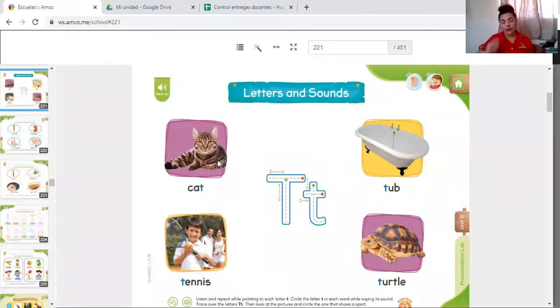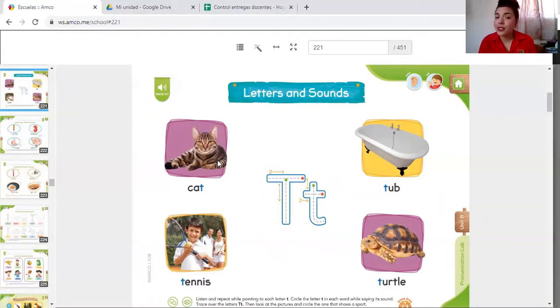Letters and sounds. I have four imagines. I say the words and you repeat with me. The first is cat. Cat. Very good. Repeat. Cat. So the next is tap. Tap. Very good. The next is tennis. Tennis. Very good. And the last one is turtle. Turtle. Very good.